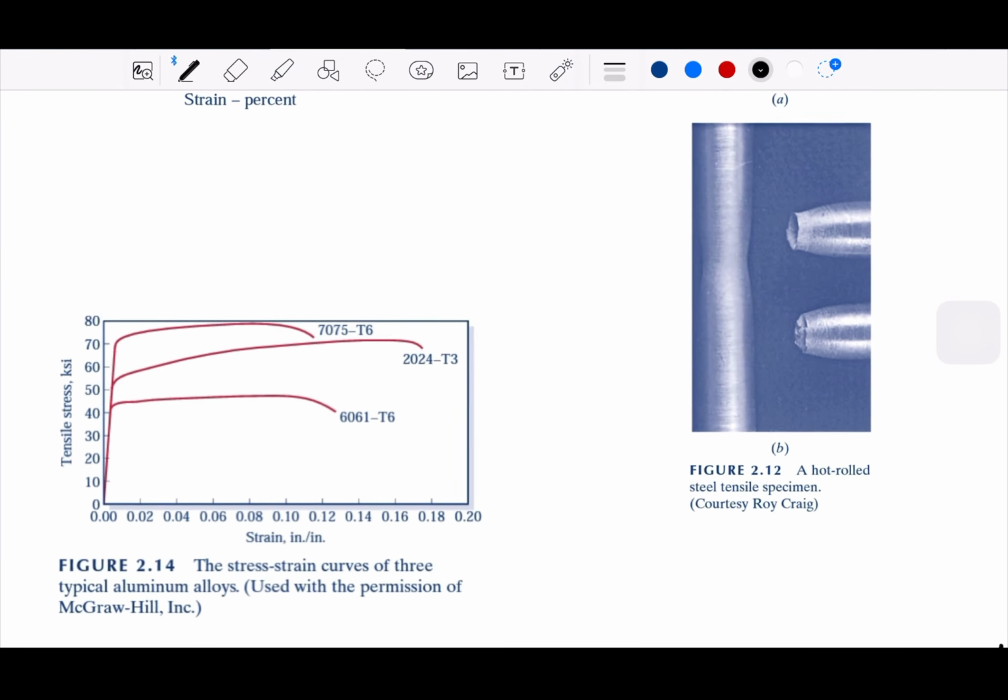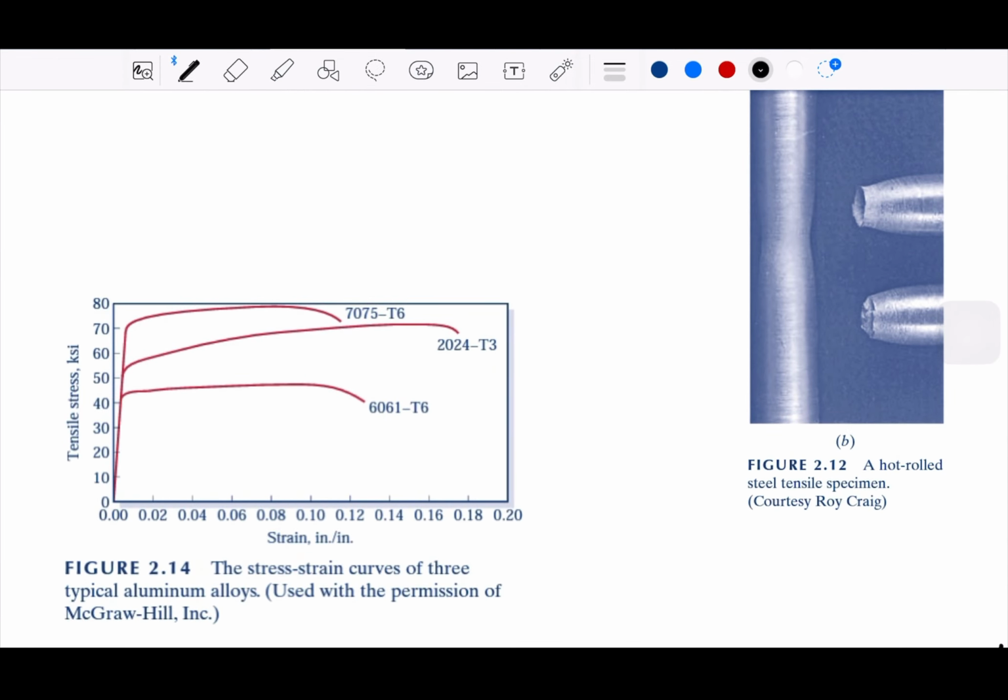Another one is this typical aluminum alloy. And you see, no yielding, not really clear which one is the yield, right? So like I said, we need to take the offset rule. Take 0.2%, and then take the proportion, the same slope, and that's what will be your yield stress.